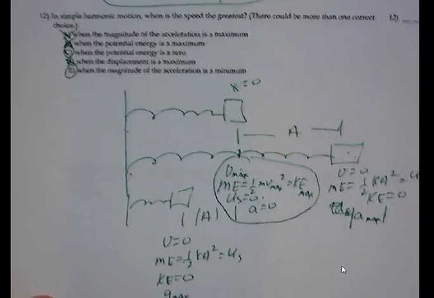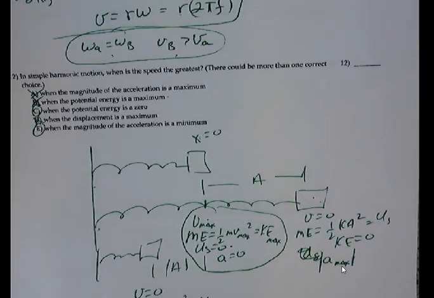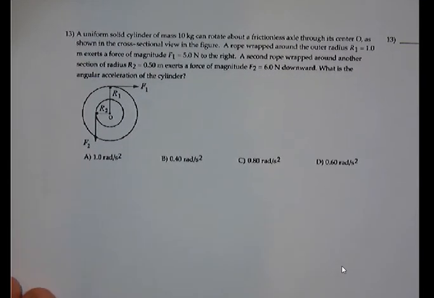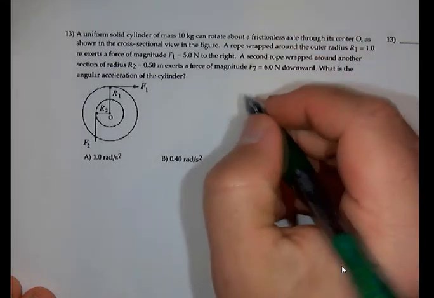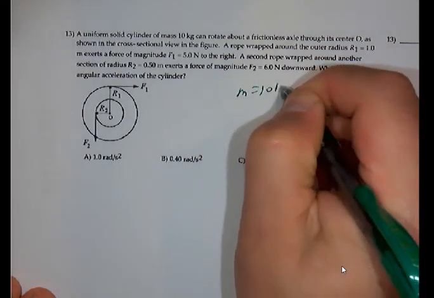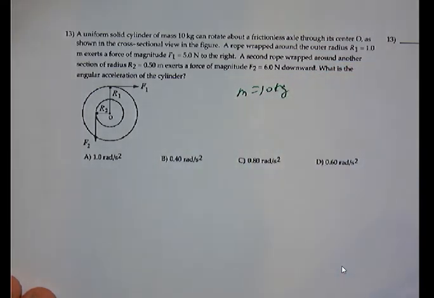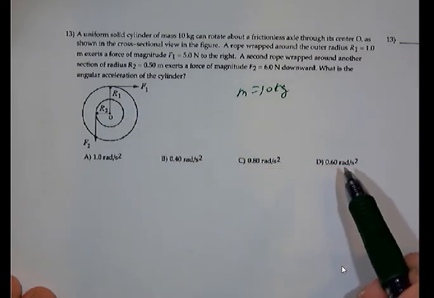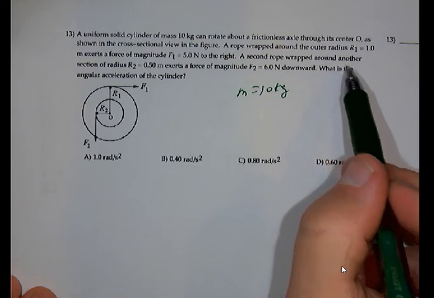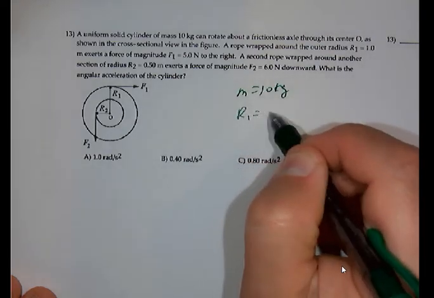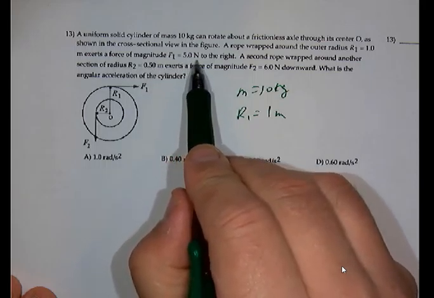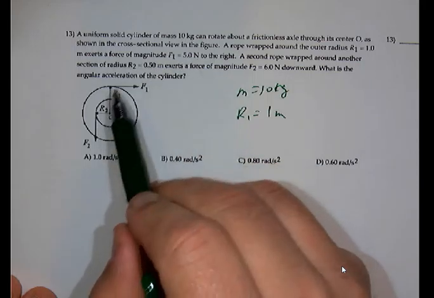Okay, great. A couple more to go here. A uniform solid cylinder, mass 10 kilograms, can rotate about a frictionless axle through the center. Okay, good. As shown. A rope wrapped around the outer radius, so radius 1 is 1 meter, exerts a magnitude of force of 5 newtons, so that's this one here.